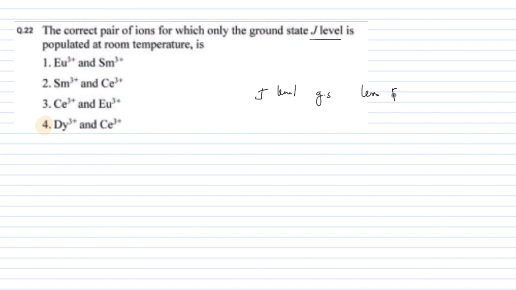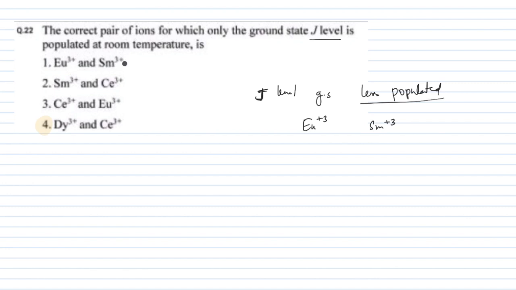These two are europium plus 3 and samarium plus 3. So remember, the concept we have studied is that the J level in the ground state is less populated, but in the question they have said the correct pair of ions for which only the ground state J level is populated. That means they are asking about the one where it is more populated, at room temperature.